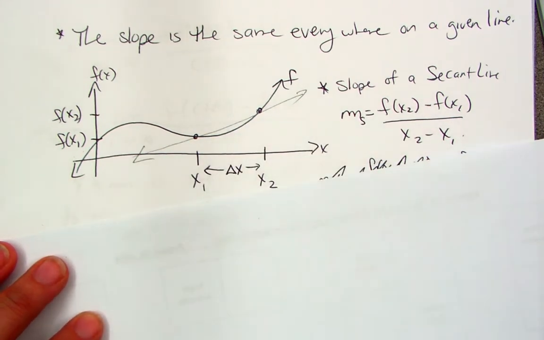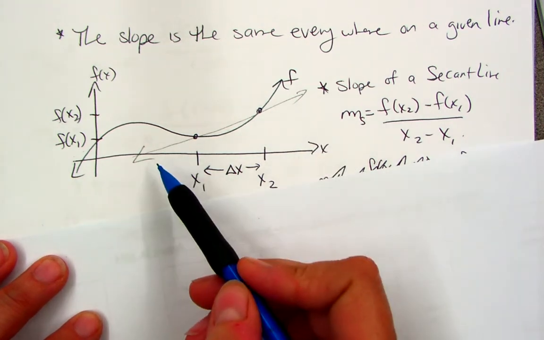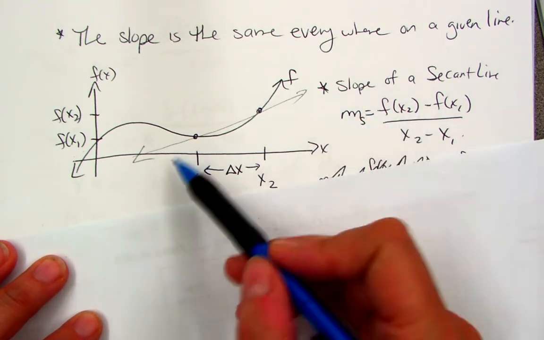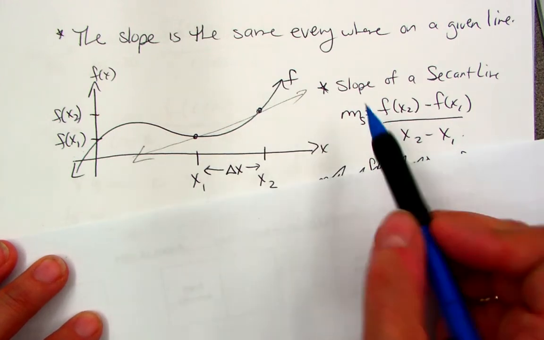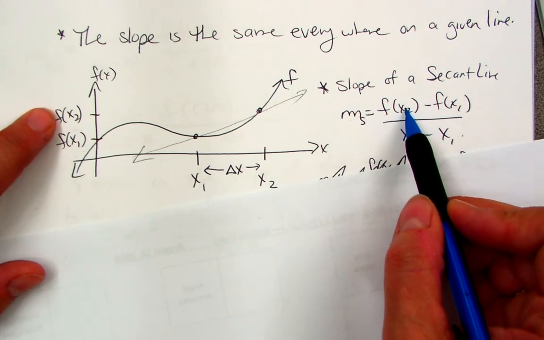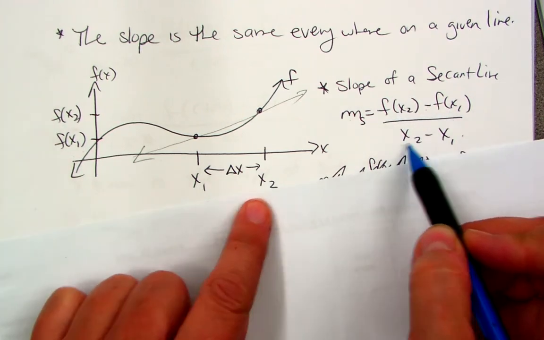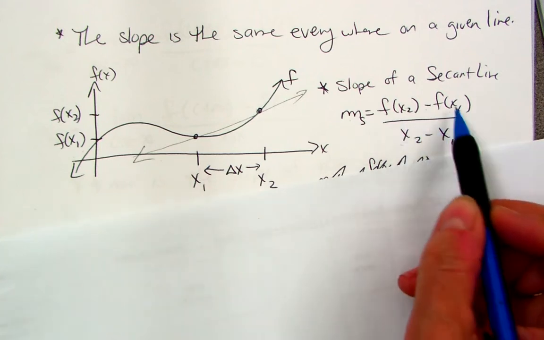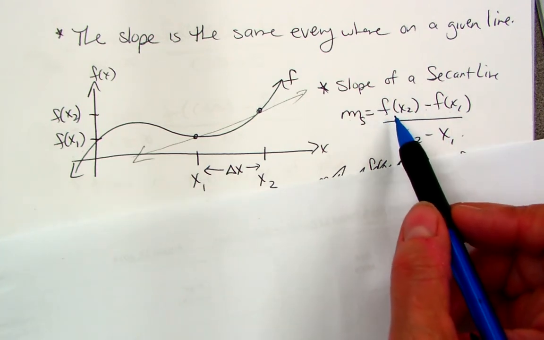And any 2 points, I could draw a straight line through, and this has the same slope everywhere. So I could find the slope of a secant line, 2 points that live on f. And so the slope of the secant line, well, this is still y2 minus y1 all over x2 minus x1. I just didn't call them y's this time, but we know a y is f of x.